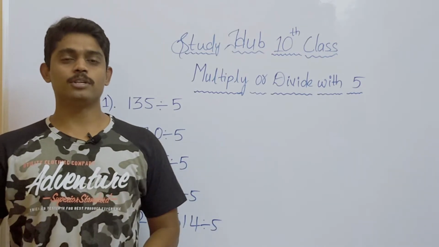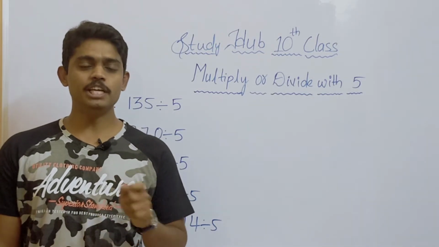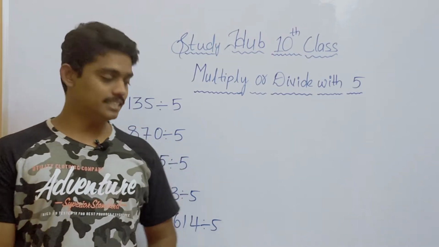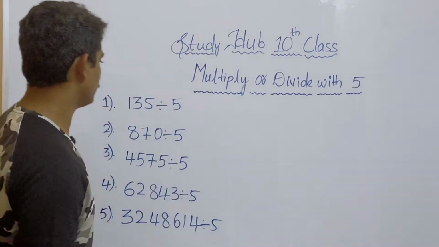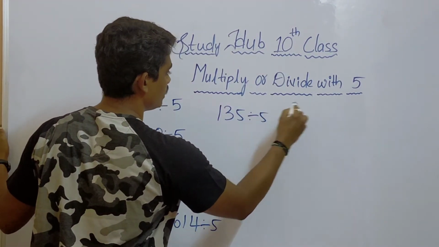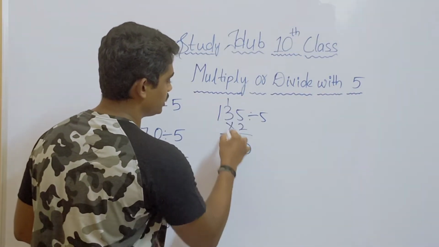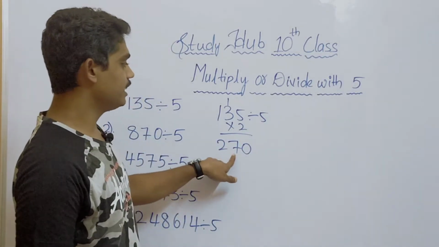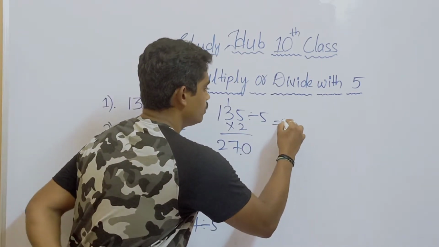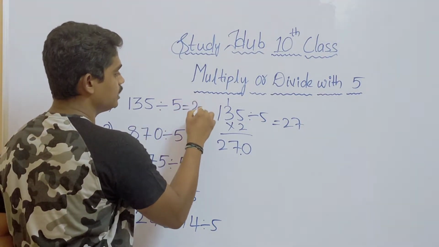Now let us learn how to divide any given number by 5. In dividing any given number by 5, we need to multiply the given number with 2 and put a decimal before the last digit. Let us check with an example: 135 divided by 5. As I said, multiply the given number with 2. 5 2s are 10, 3 2s are 6, 2 1s are 2, 270. And put a decimal before the last digit, which will be equal to 27. So the division of 135 by 5, the answer is 27.